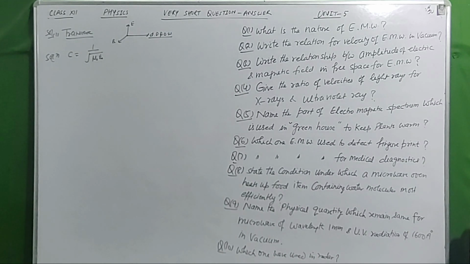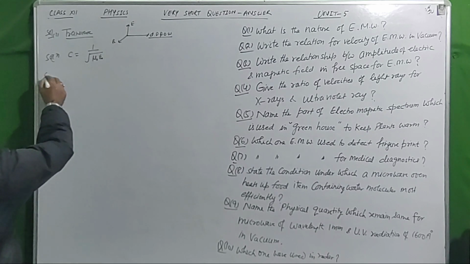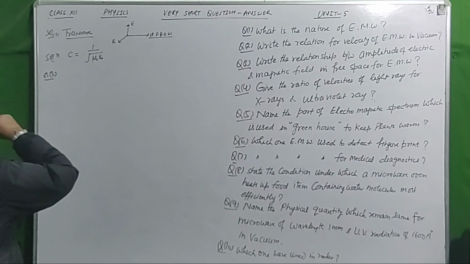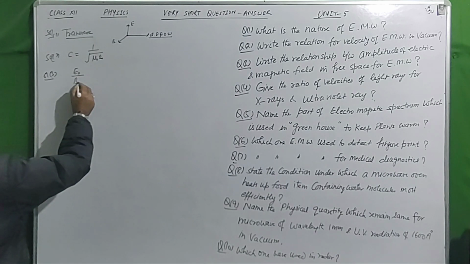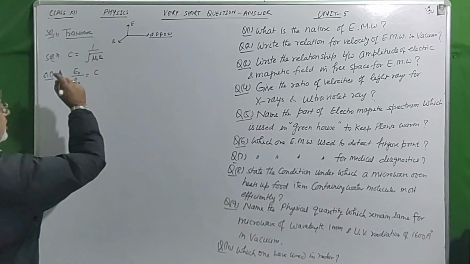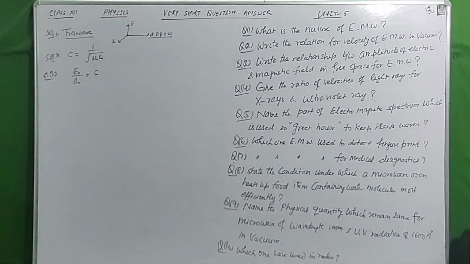Permittivity of free space. Write the relationship between the amplitude of electric and magnetic field in free space for electromagnetic wave. What is the relation? E naught is the amplitude of electric field, B naught is the amplitude of magnetic field, and E naught by B naught is equal to c, the speed of light in vacuum. Give the ratio of velocity of light ray for X-rays and ultraviolet rays.